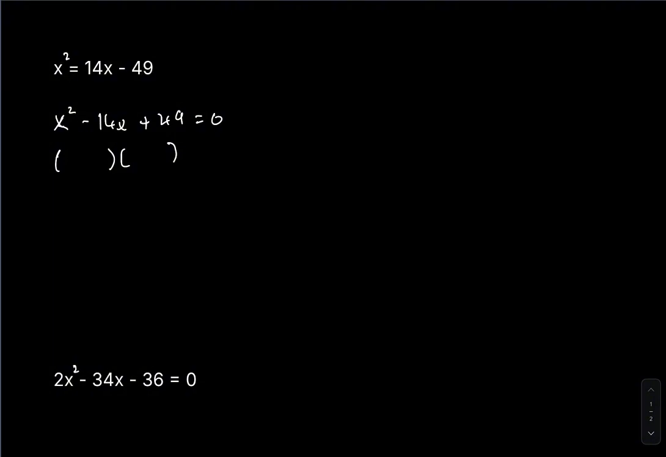Okay, so it's where we need something to multiply into the value of 49, and we need something to add together to give us the value of negative 14. Okay, so firstly I can say, adding is going to be a negative and multiplying is going to be a positive, so both my values are going to be negative. So we need something that can multiply into 49, and add together to be negative 14.